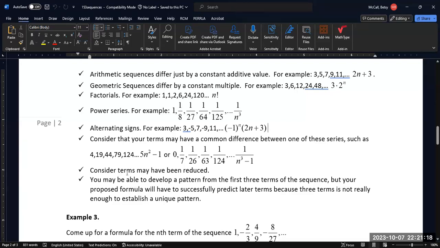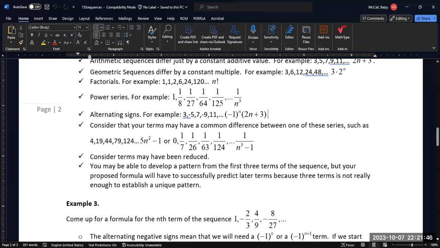And then one last thing to consider is that particularly when you have fractions, you may have terms in your sequence that have been reduced. And so if you start to see a pattern maybe on alternating terms or something like that, you may need to rewrite your fractional expressions as unreduced forms or as equivalent fractions so that you can more carefully establish that pattern. So these are some tricks to think about. And then let's do an example.